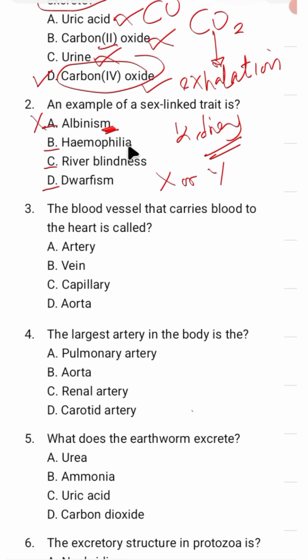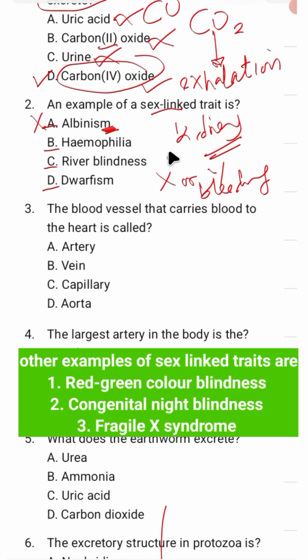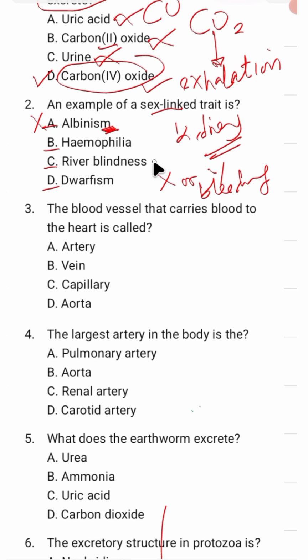The next one is hemophilia. What is hemophilia? Hemophilia is a rare genetic bleeding disorder, and it is usually inherited. That means it is sex-linked. It can be passed from parent to offspring. Hemophilia prevents blood from clotting properly due to missing or low clotting factors. You understand? So hemophilia is sex-linked, and it is carried on the X chromosome.